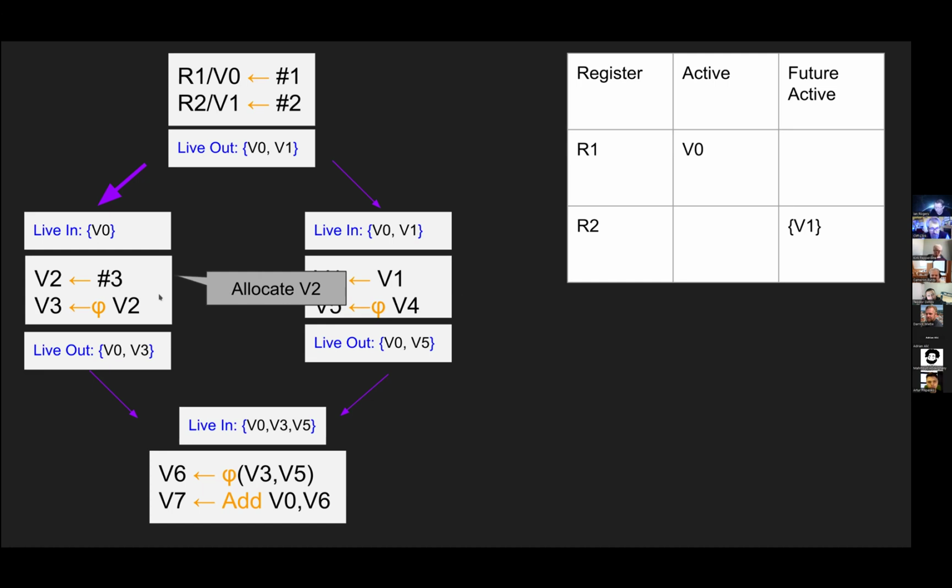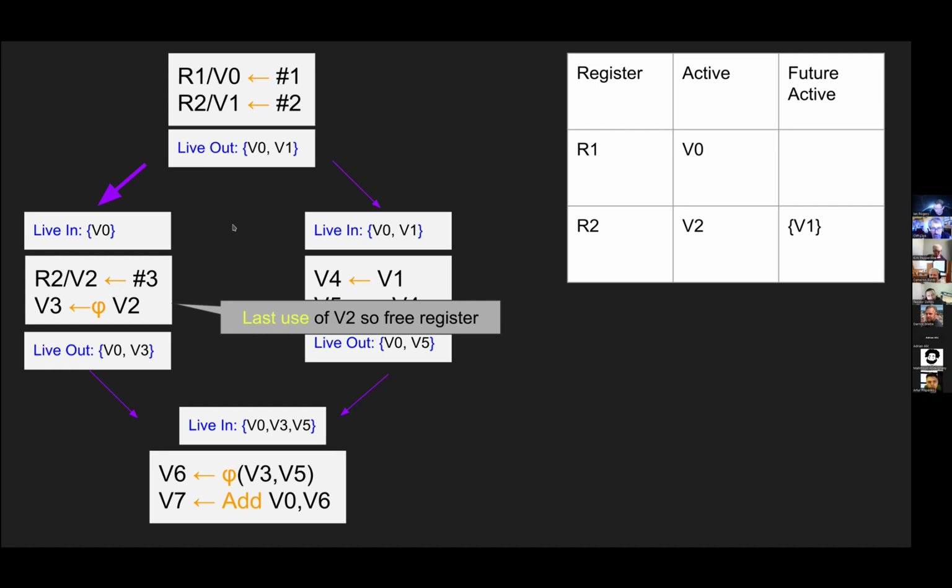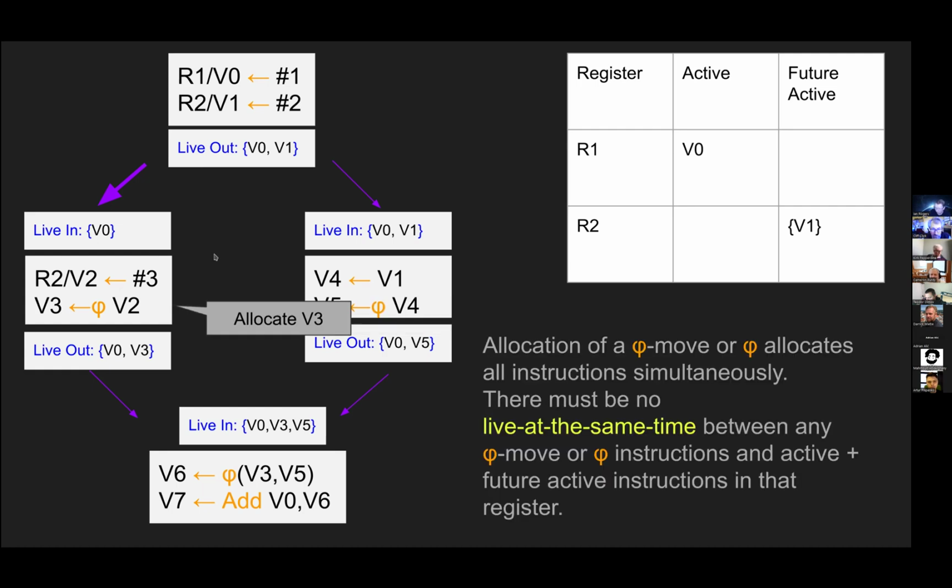We know that v0 is active in R1. Now we come along and need to allocate v2, so we put v2 into R2. The use in the phi move of v2 is the last use of v2, so we know we can free up the register. The register's gone from the table. And now we need to allocate v3.